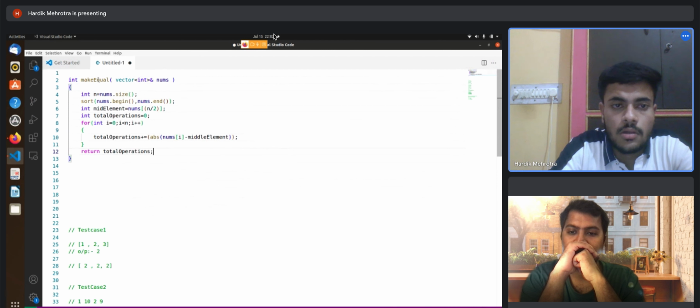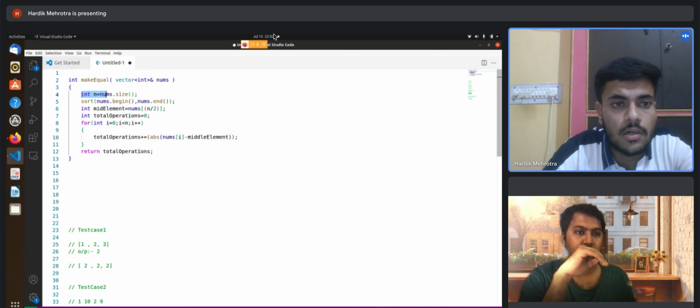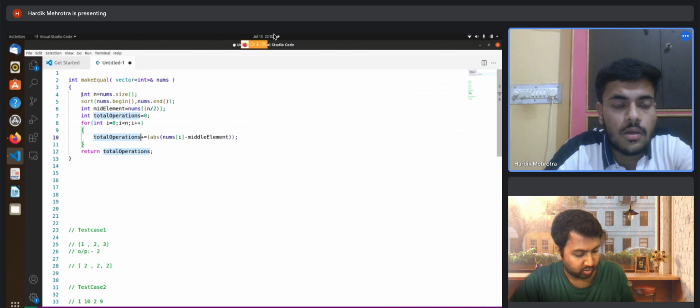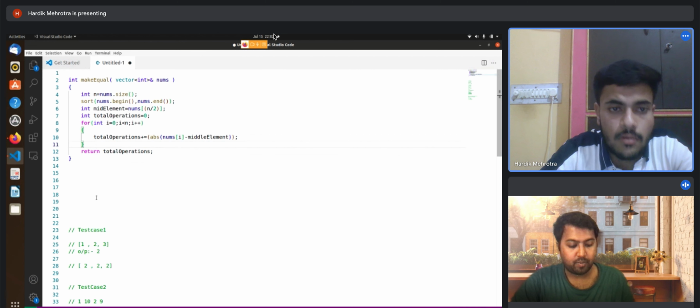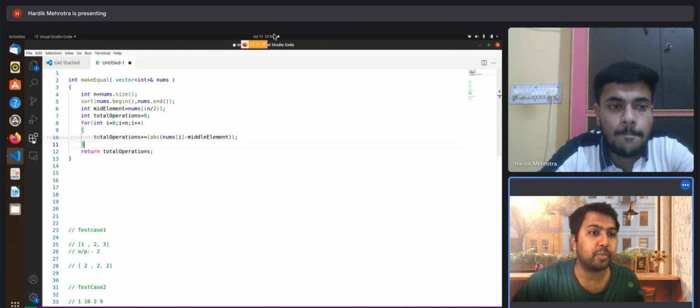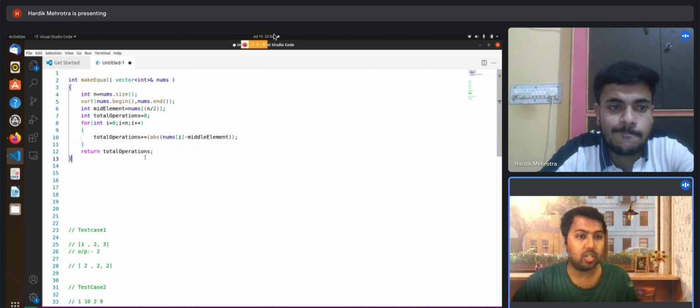Let me check once if there is an error or not. So I declared n, I called the sort function over nums, and I found the middle element. I declared total operations, and in it I am adding the absolute value of the difference, whether I'm increasing or decreasing. Yeah, so this is the function. I'm good with this solution. So we have saved some time here, so it's only 10 minutes.